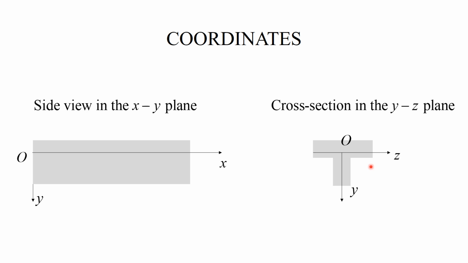The x-axis goes along the bar. The y-axis is vertical and it points down, and the z-axis is chosen so that the x, y, z coordinates form a right-handed coordinate system. We'll be using both the side view in the xy plane and the cross-sectional view in the yz plane.